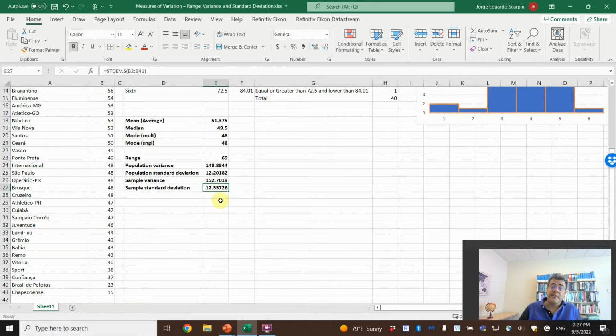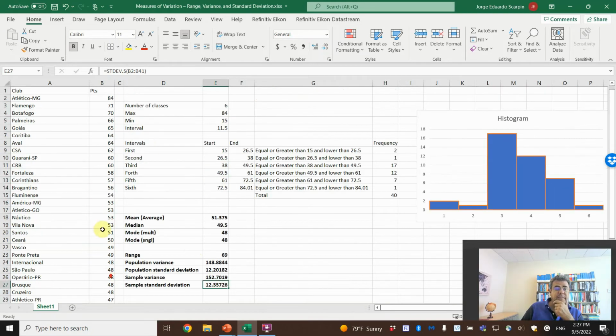And this will be very useful for our next videos about the distribution. For instance, if we assume that this is a normal distribution, two-thirds of our numbers will be between the mean, 51, plus and minus 12. So it will be between 39 and 63, for instance. Okay, so this is a practical use of the standard deviation.